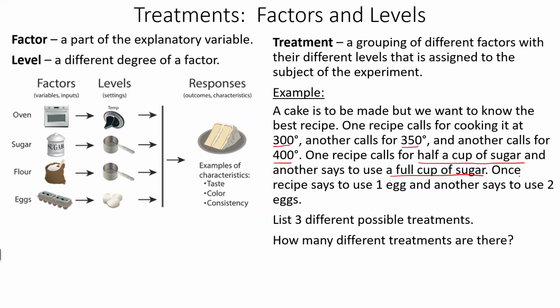One recipe says to use 1 egg, another recipe says to use 2 eggs. There are 3 different possible treatments. So a treatment is a collection of these factors at their different levels.